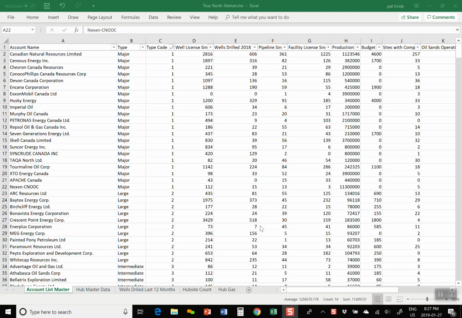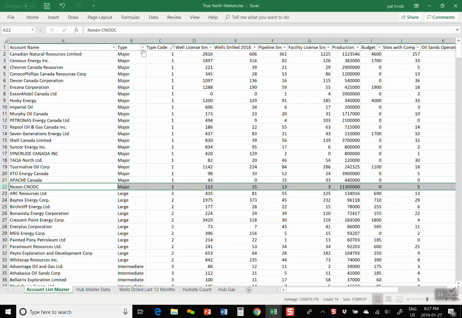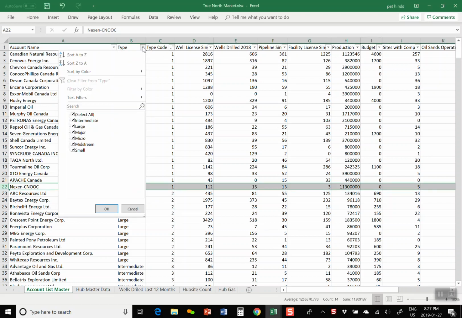So the following is just a quick overview of the spreadsheet that I put together for you. Column A is pretty self-explanatory. We've got the customer name. Column B, I've broken it down into type. And when we look at type, I've kind of just broken it down into majors.